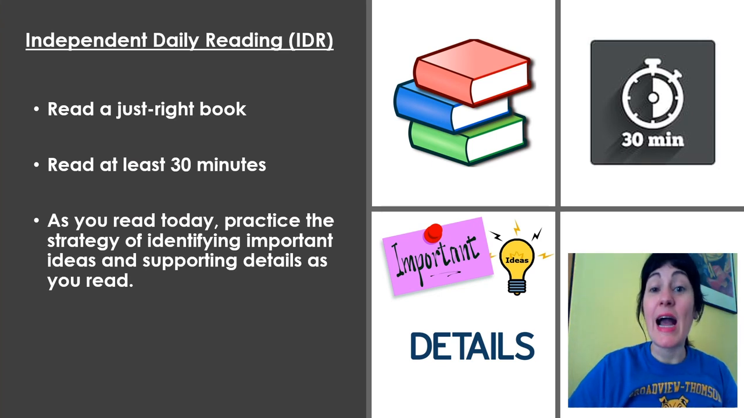Independent daily reading, or IDR. Just like we do at school, we're going to do at home. We want you to read for 30 minutes. I know I'm going to read for 30 minutes. And while you're reading your Just Right book for 30 minutes, try practicing stopping every 10 minutes and thinking about important ideas or supporting details from this section of the book that you've just read. If you have a district packet, you can write it down in the district packet, or you can use the page in there, but if not, you can use a piece of paper to write on and just think about those important ideas and supporting details like we've been talking about in our reading lessons over the last week.